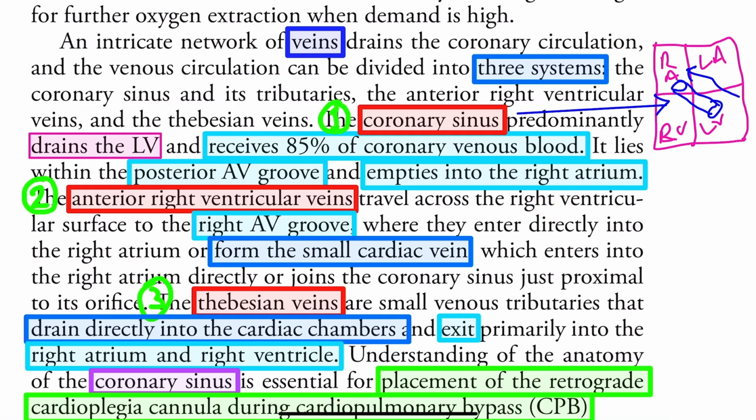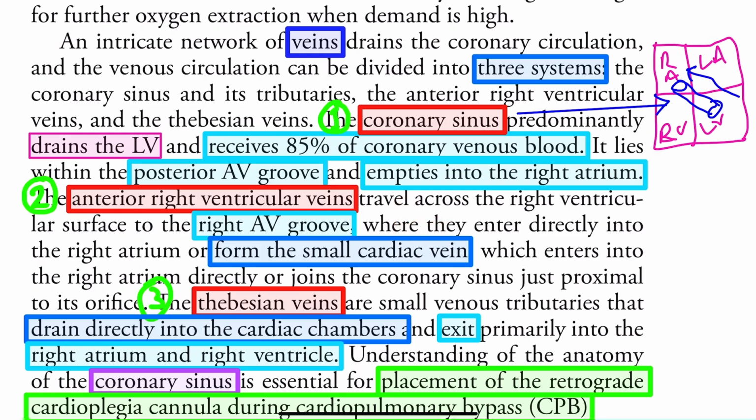The right atrium receives all the deoxygenated blood from the whole body. So remember, this coronary sinus also drains into the right atrium. It finally empties into the right atrium and drains the left ventricle. Then the anterior right ventricular vein is present in the right AV groove, and it forms the small cardiac vein. So if they ask where the small cardiac vein comes from, it is the anterior right ventricular vein.